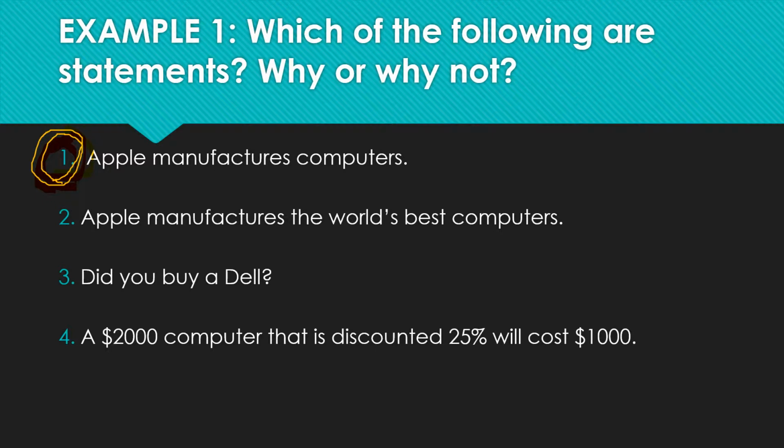And then number 4 says, a $2,000 computer that is discounted 25% will cost $1,000. Well, this is a statement, but you may notice that this is a false statement. If it was down to $1,000 from $2,000, that would be discounted 50% or half off. So this is a statement, but it's false. So it's okay if you have a statement that's false. It's still a statement. Just because it's not true doesn't mean it's not a statement.